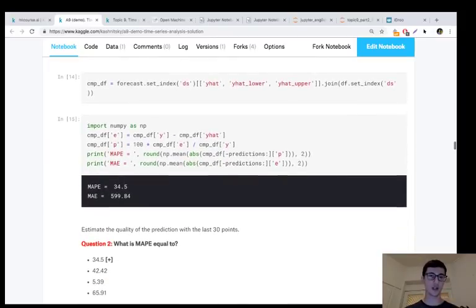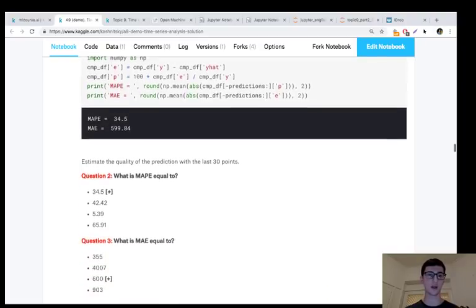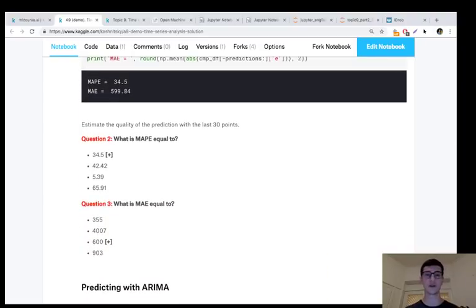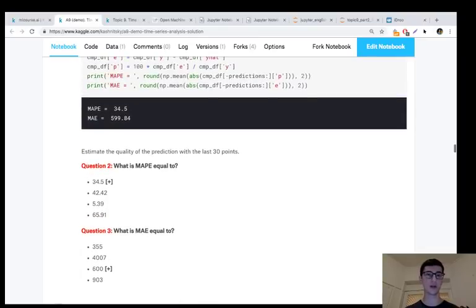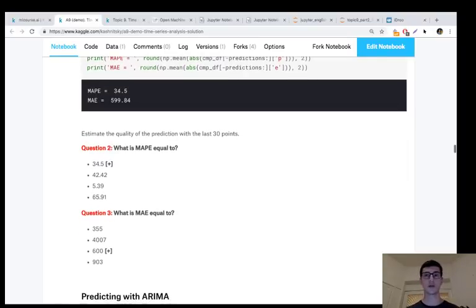And now we can actually check with this validation set. We can compare true values and predictions, and we can calculate, for instance, mean absolute error. In our case, it's 600. If we calculate the same but in percent, it's about 34% error, which sounds pretty reasonable.